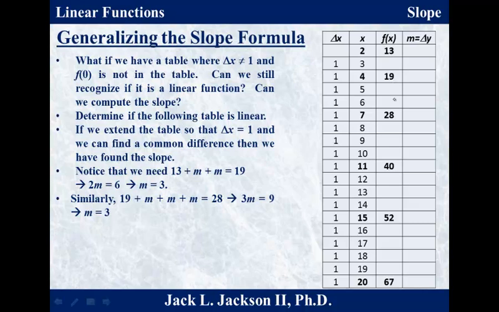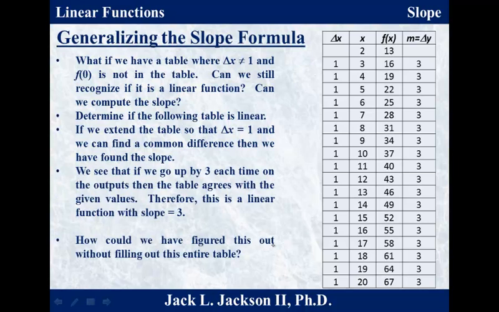Similarly, when we go from 19 to 28, we're doing it in 1, 2, 3 steps. So 19 plus m plus m plus m is 28. So 28 minus 19 is the 9. That's our delta y. But we have 3 steps, 3 times m. By the way, 3 was our delta x. 7 minus 4 is 3. The first time, 4 minus 2 was 2. So that delta x is how many steps we're going up here. And of course, we simply divide and get 3.